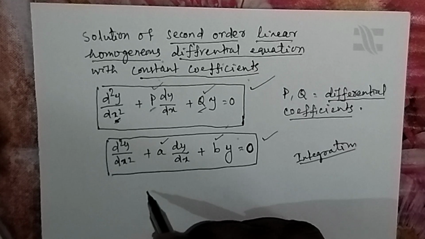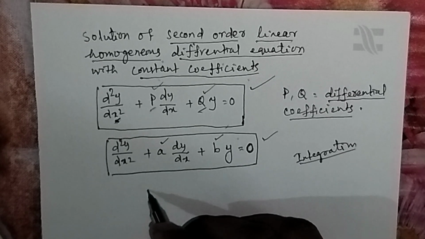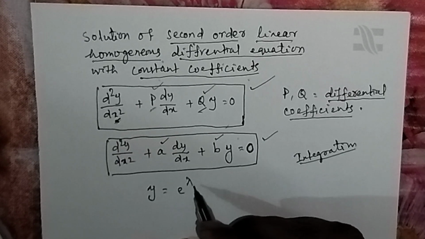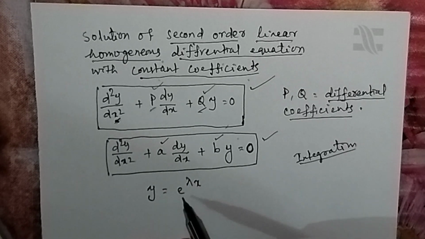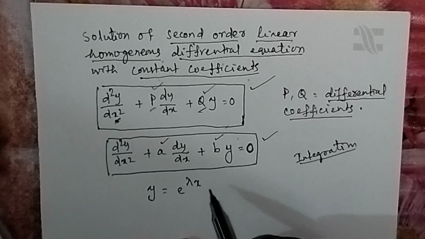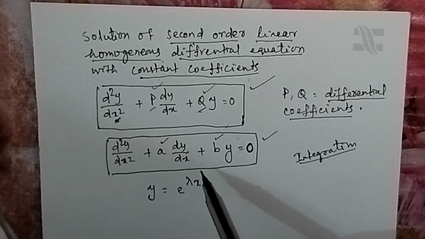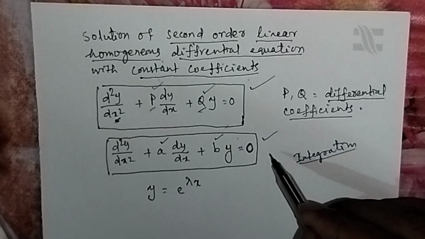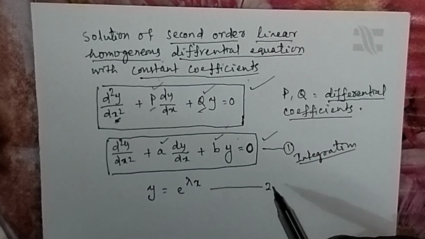form of a function. So here suppose the solution of this equation, or integration of this equation, is of the form y equal to e to the power lambda x. Here lambda is a constant. So if you can find the value of lambda, then you can find the solution of this equation. Suppose this is equation number 1 and this is equation number 2.